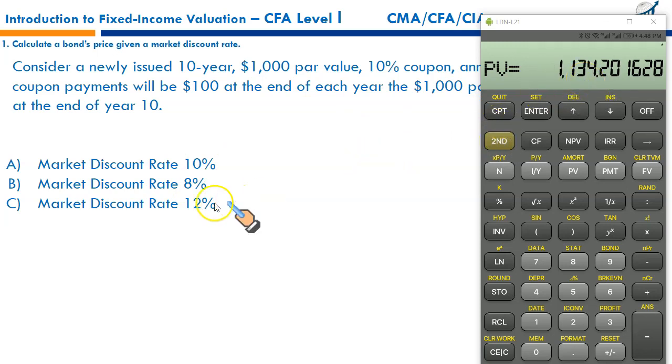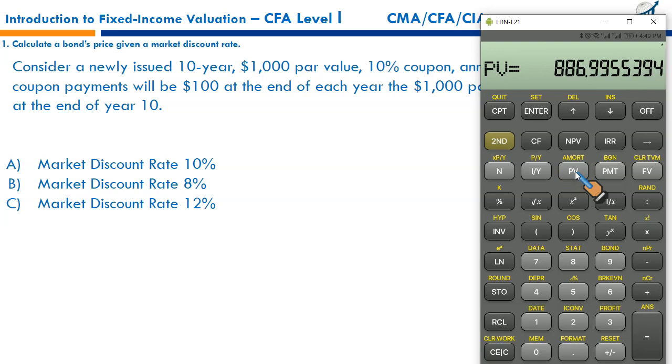Now let us do the same thing for part C when the market discount rate is 12%. 10 periods, relevant discount rate is 12%, coupon payments 100 negative PMT, FV is 1000 negative, and press CPT and present value is 886.99, which is approximately $887. This is the present value of the bond.